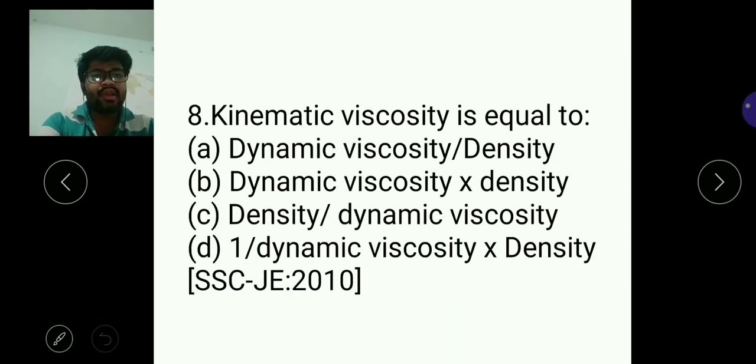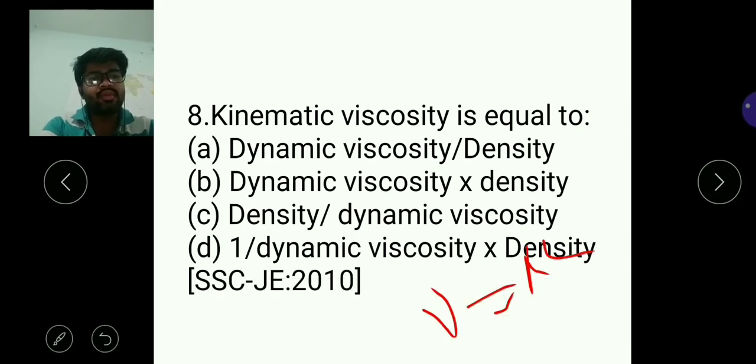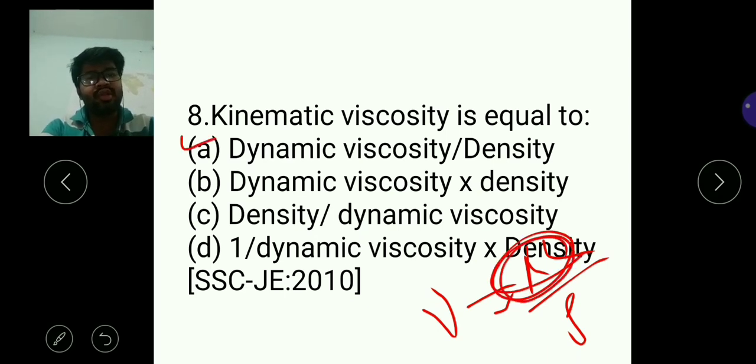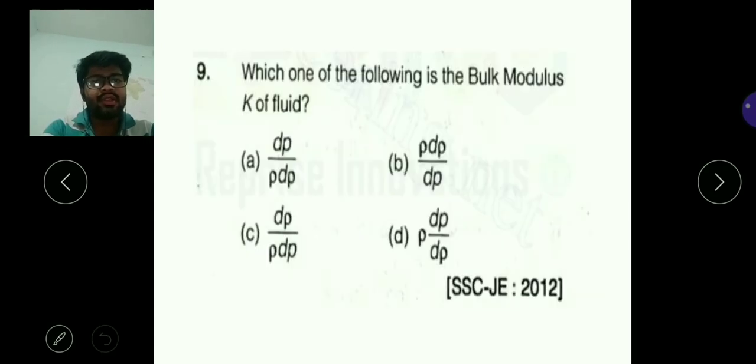Question number 8: kinematic viscosity is represented by nu, and it is equal to dynamic viscosity, that is mu, divided by rho. So we can say dynamic viscosity divided by density. So option A will be the correct answer here.